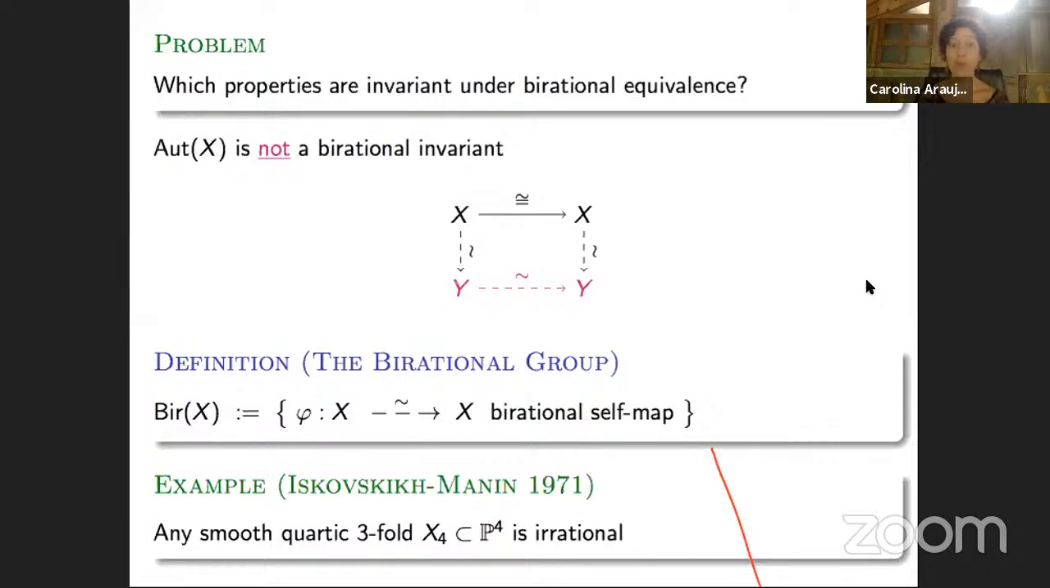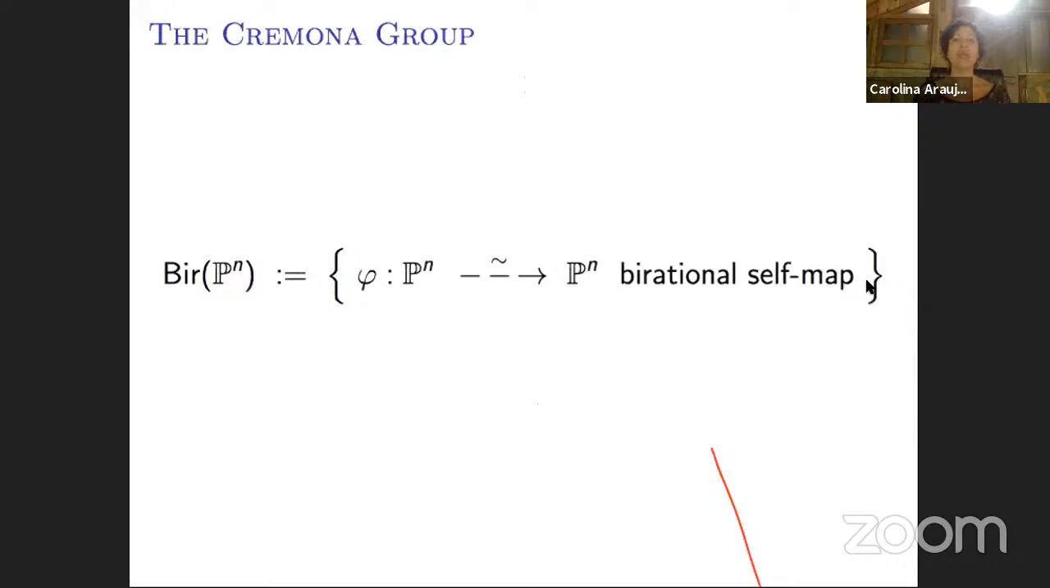So they computed the birational group of the quartic, and they checked that it is different than the birational group of P3. And in this way, they showed that a smooth quartic threefold is irrational. Okay, so from now on in my talk, I would like to discuss the Cremona group.